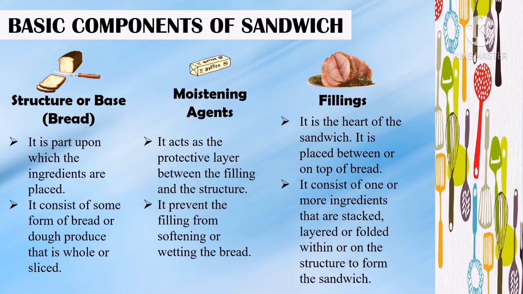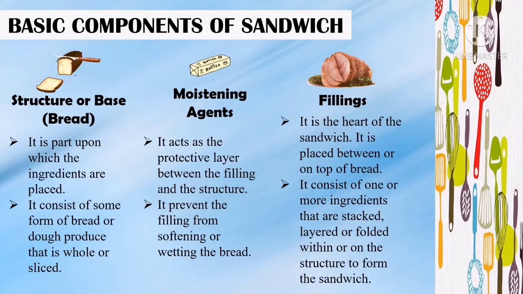What are the basic components of sandwich? So we have structure or base, moistening agents, and fillings. The first one is structure or base. It is the part upon which the ingredients are placed. It also consists of some form of bread or dough produced that is whole or sliced.